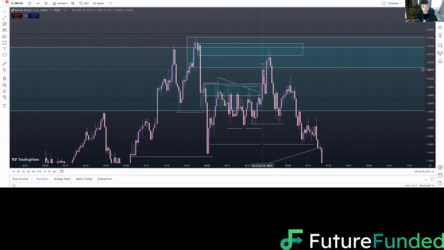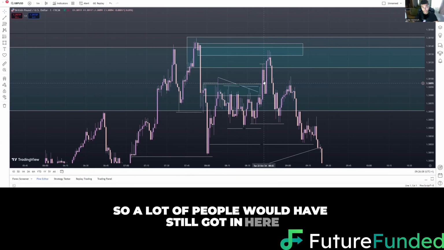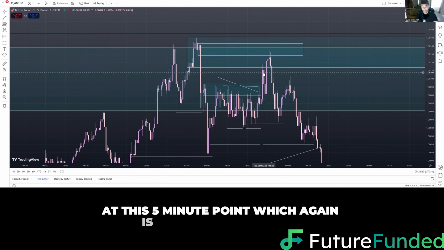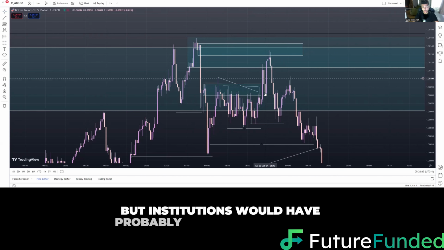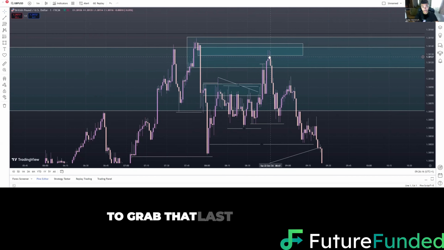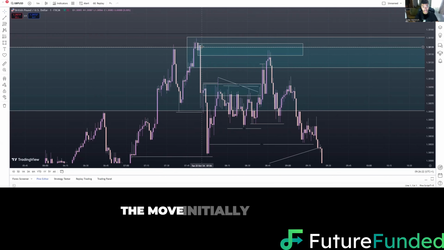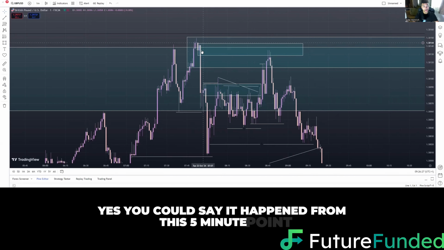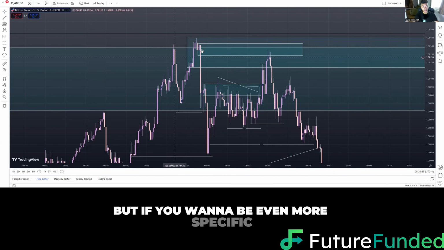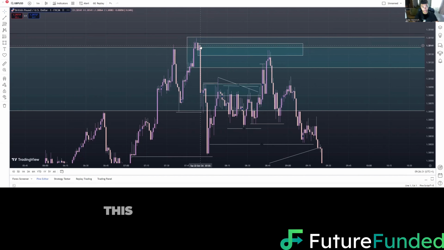here. So a lot of people would have still got in here at this 5-minute point, which again is still not a bad entry, but institutions would have probably done one last sweep to grab that last bit of liquidity and tap into this 1-minute POI, where you can see for yourself the move initially really did happen. All right, yes, you could say it happened from this 5-minute point, but if you want to be even more specific, this is where it really started, this 1-minute point right here.